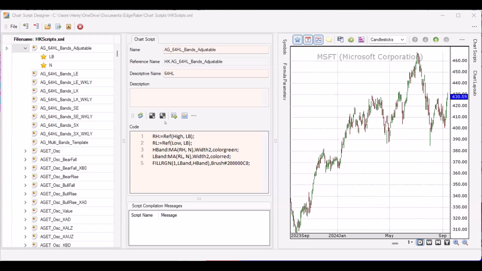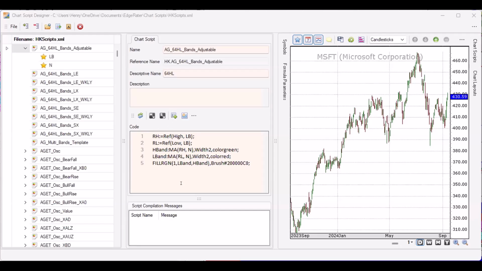This is an old script from Advanced Get. eSignal has Advanced Get indicators. But I'm looking at the reference high of that high, and then I do a moving average of it, and then I color it whatever, and then I fill in the area of what it is.